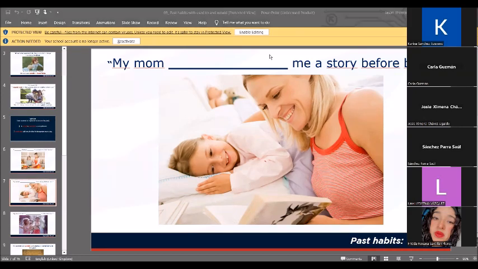Okay, let me write it on the screen. My mom would read me a story before bed. Again. Again, Natalie. My mom would read me a story before bed. For bed, for going to bed. Para acostarse en la cama or dormirse. All right, next one.